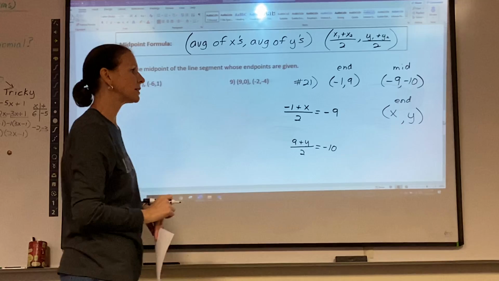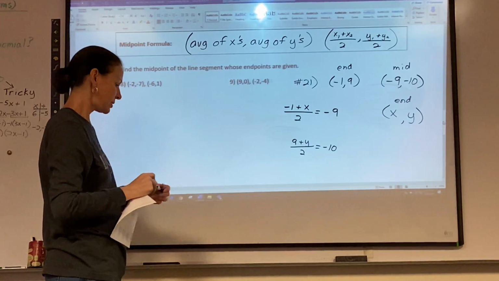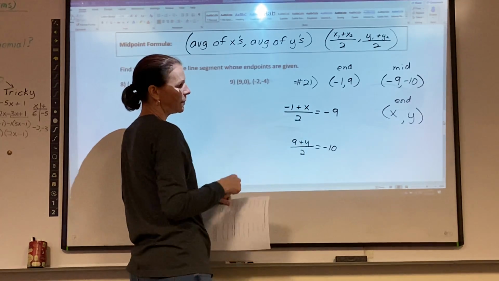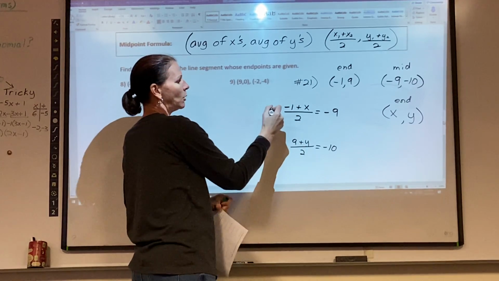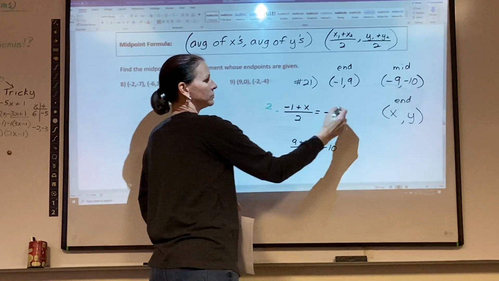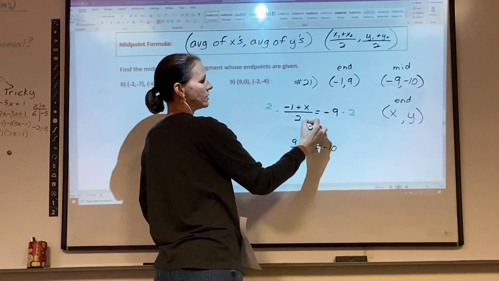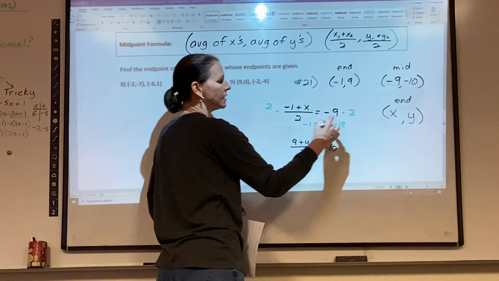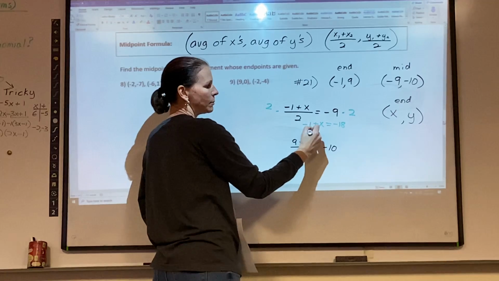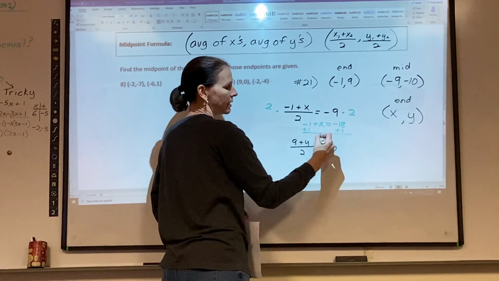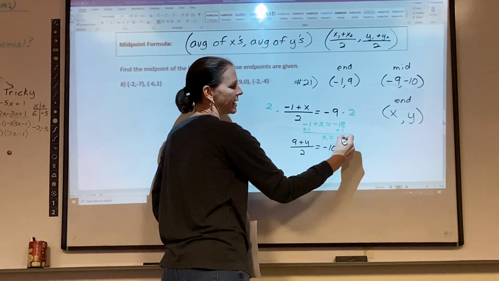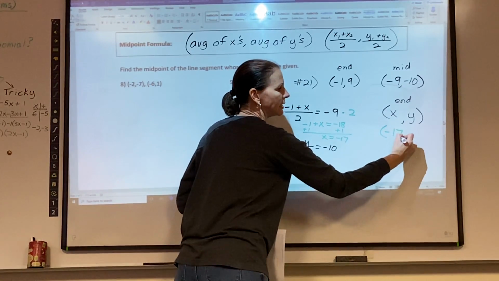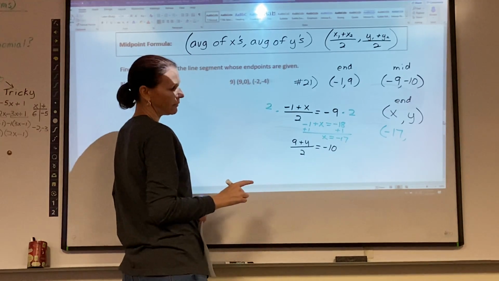Now we just have to go back and solve these two equations. So notice that this entire side is being divided by 2. To undo that, we can multiply each side by 2. So now we have -1 plus x equals -18. To get x alone, we would add 1 to both sides, and we get x equals -17. So the x coordinate of our other endpoint is -17.